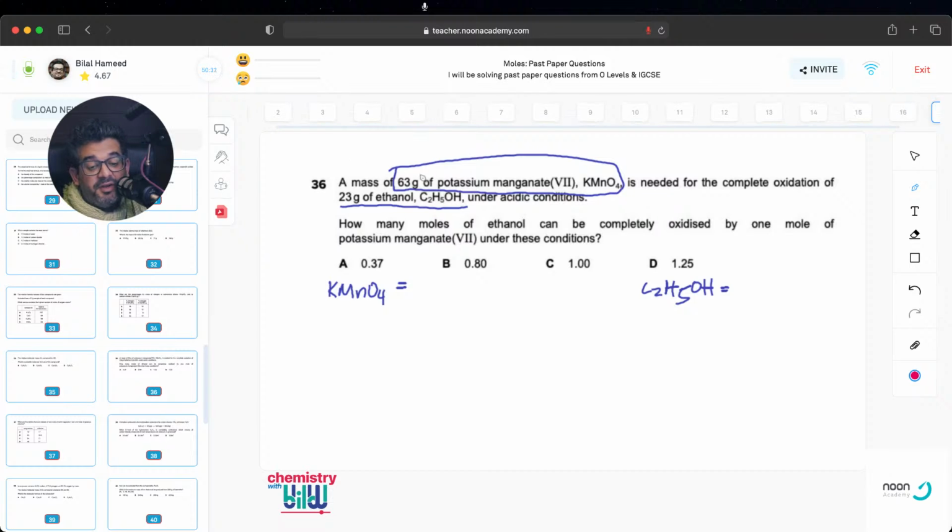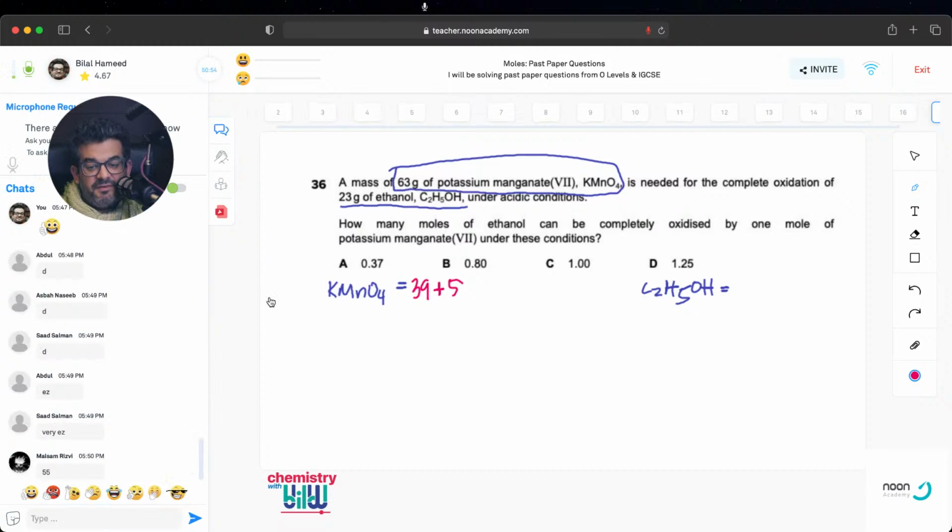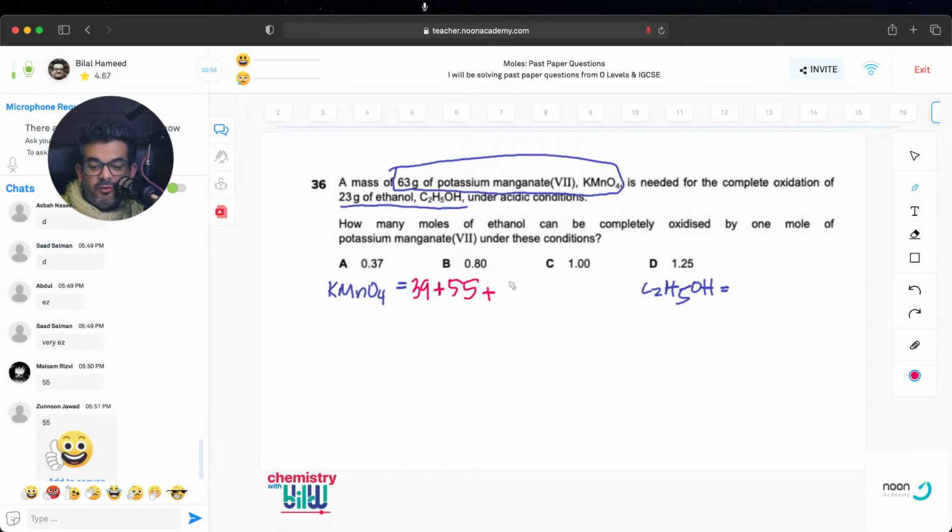Sorry, the periodic table, because potassium will be 39. What is manganese? Is it 58? I believe. Yes. No. What is manganese? 53? Does anybody know? Can anybody tell me from the periodic table what's the mass of manganese, Mn? It's just before iron in the periodic table. Somebody have it? 55. Thank you. Mesam, 55. And then 4 oxygens is 64.